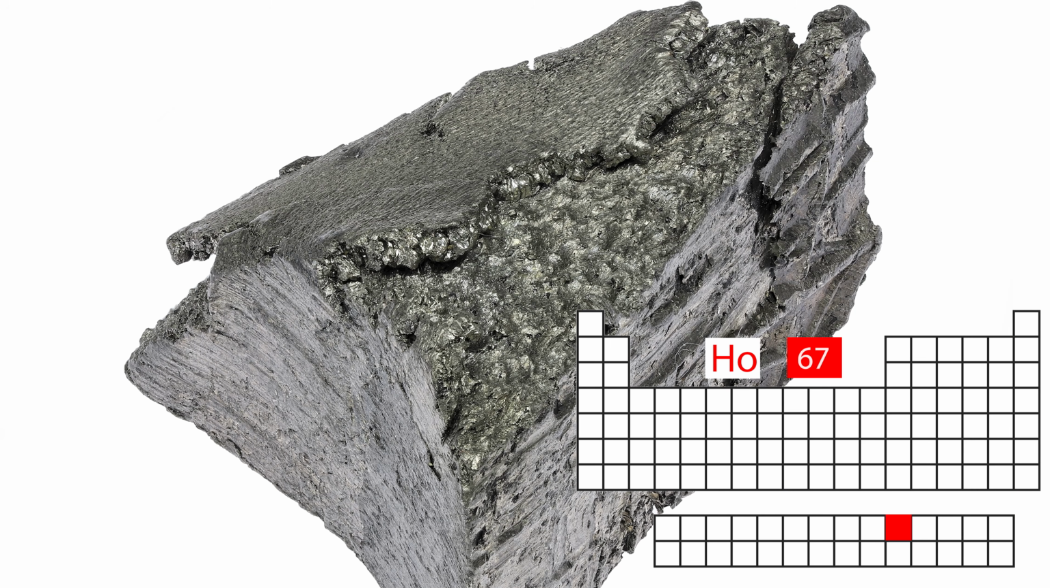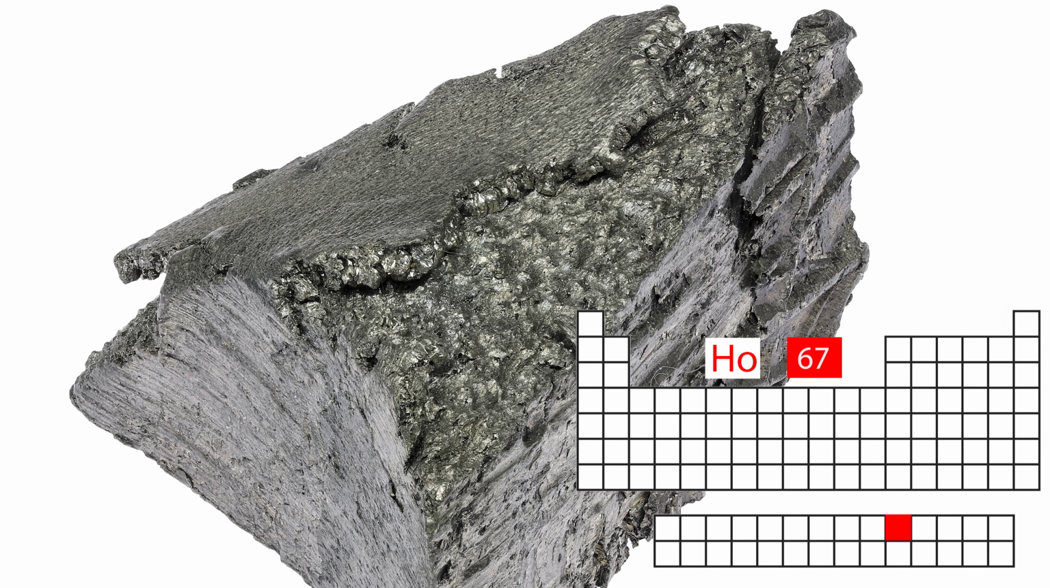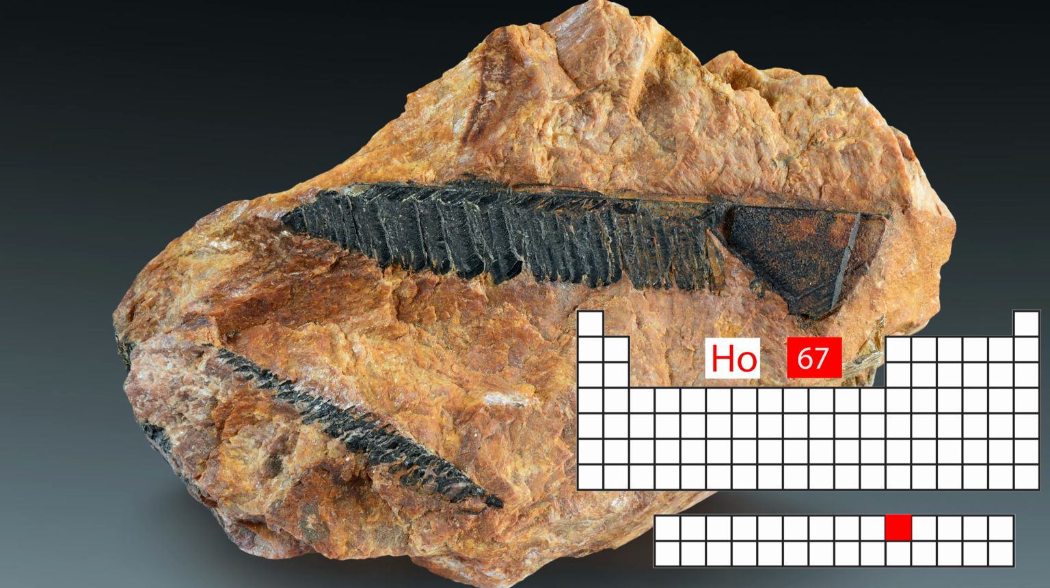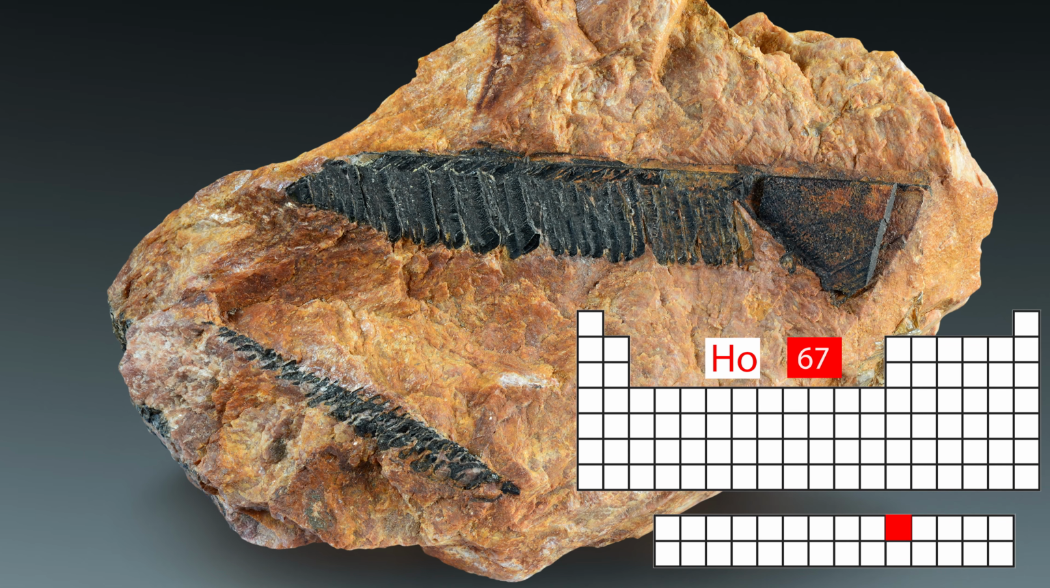Next up is element 67, holmium. It has the strongest magnetic properties of any natural element. Here's a fun fact. It's also used to create the strongest artificially generated magnetic fields.